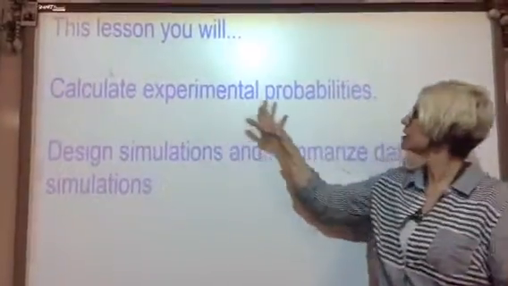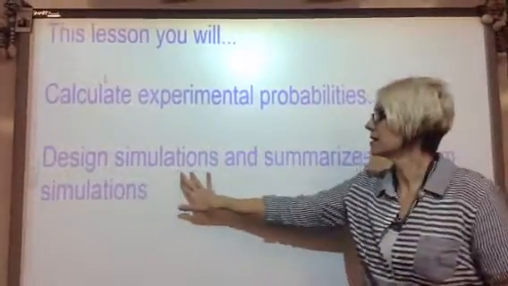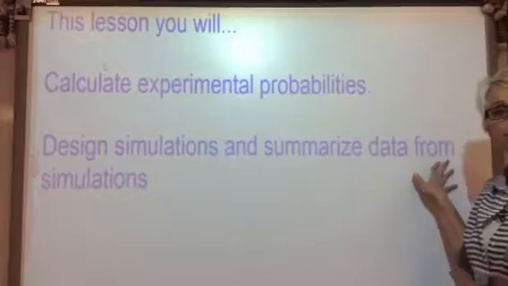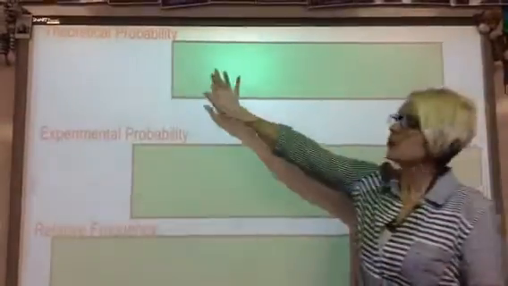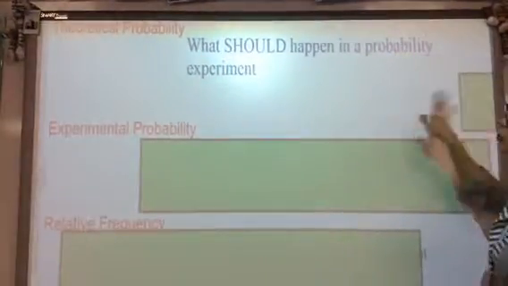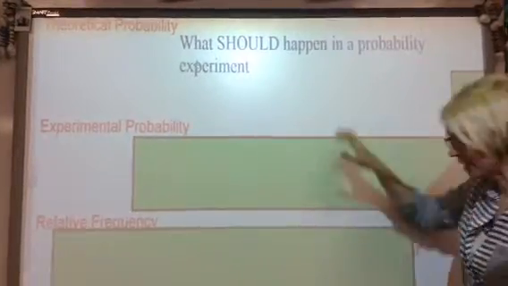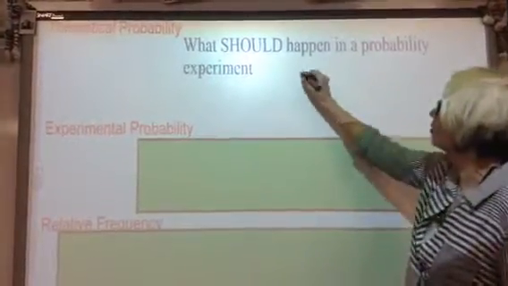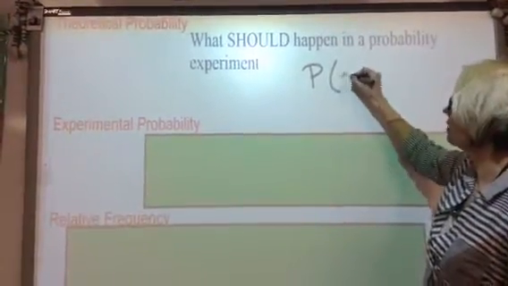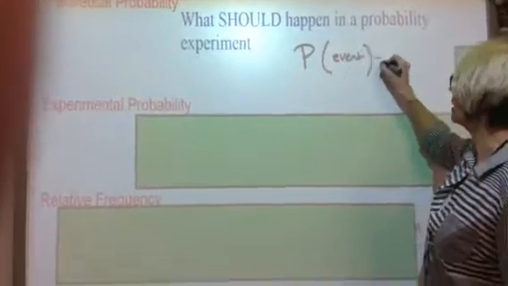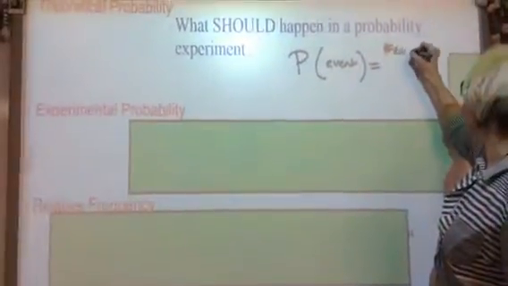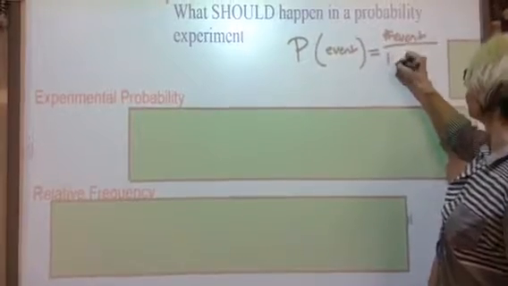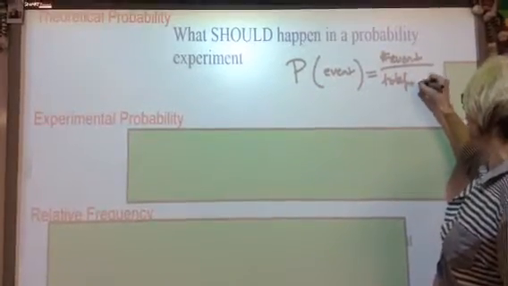In this lesson, you will calculate experimental probabilities and design simulations and summarize data from your simulations. So theoretical probability, remember, is what should happen in a probability experiment. And we always have a capital P for the probability of the event, whatever that event might be, is the number of times that event would occur out of the total possibilities of that event.